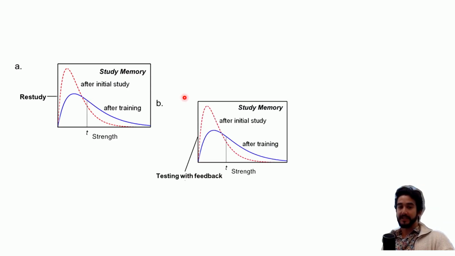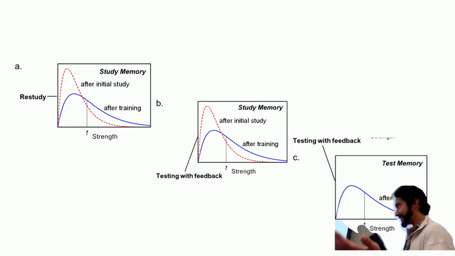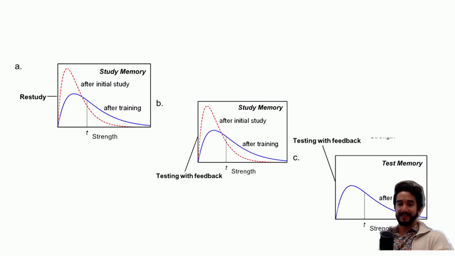That's for the case of restudy, but with testing with feedback, it's the same case. The study memory will start out looking like this red dashed line. Then after you test, it'll look like this blue line for the study memory in the test condition. But then you'll also have this testing with feedback, and so you only generate that test memory after you've tested yourself, and you create an identical distribution for all those items. So now, because we have these two routes of retrieval, again, we'll create the testing effect.